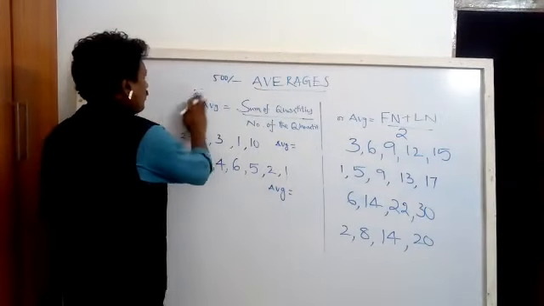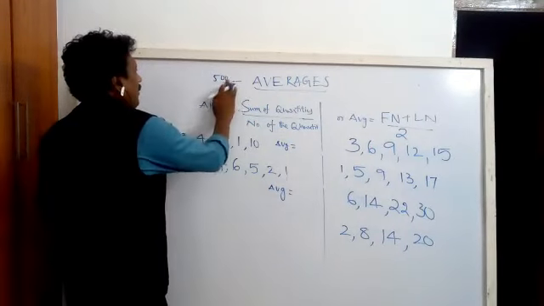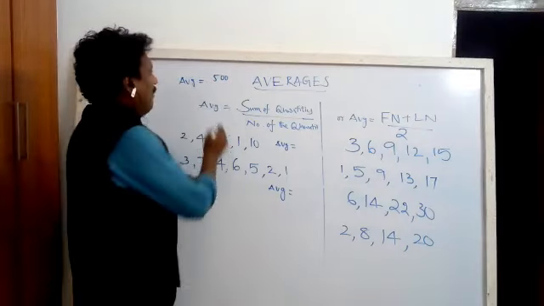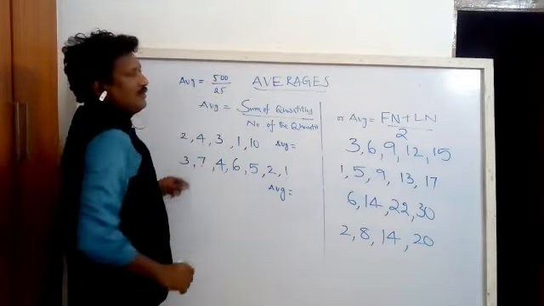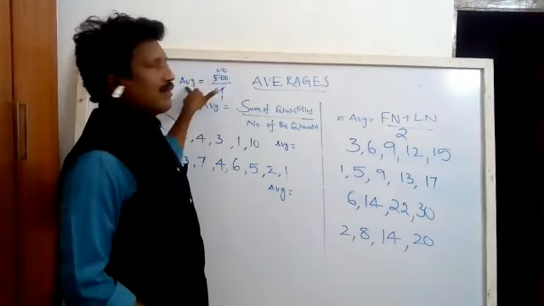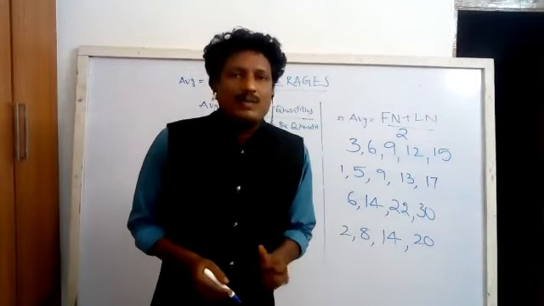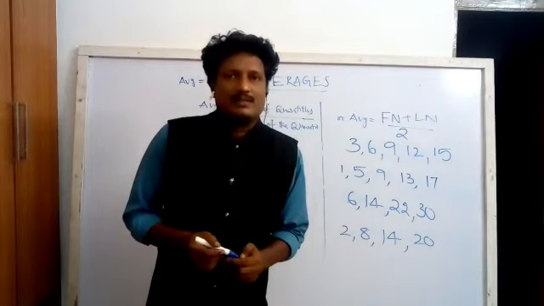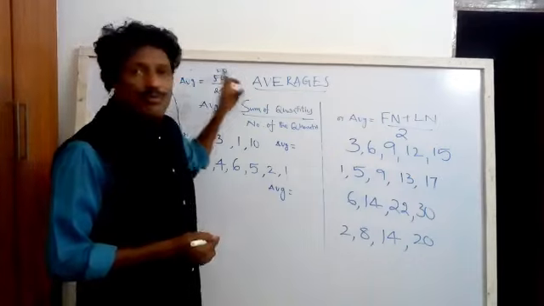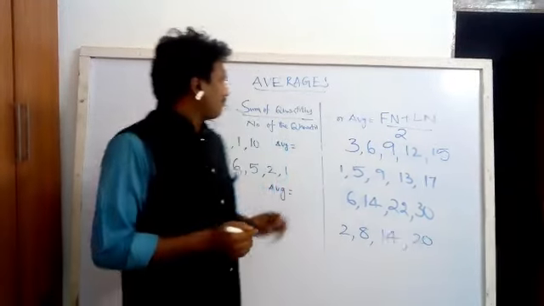See, the total sum is 500 rupees. Average is the sum of the quantities by the number of quantities. Sum is 500, and to find the average we divide by 25 members. 25 fives are 125, 25 twos are 50, and we get 20. This 20 rupees we call the average. What is the meaning of average? That 20 rupees is how much each is getting per head, not for all. 20 is the average per head.